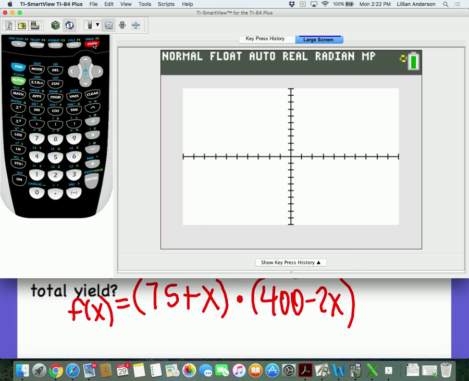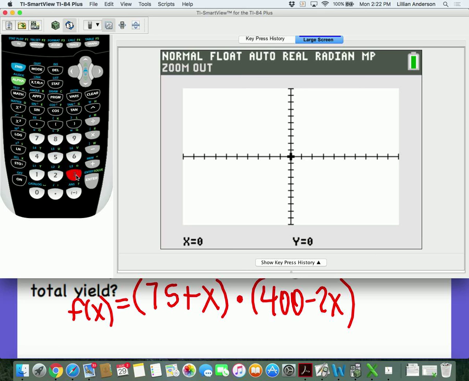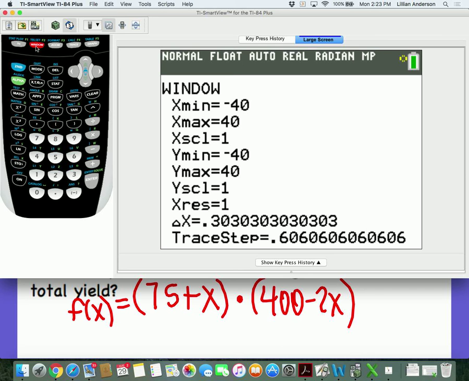Okay? Now, a feature that we have is when we go to Zoom, we have a zoom out option. Sometimes that works, sometimes it doesn't. But that's usually a good place to start. So let's zoom out. You'll have to click 3 and then click enter, or else it's not going to zoom out anymore. We're going to zoom out some more. Or let's see, let's look at my window. It only zoomed me out to 40. Well, that kind of didn't help me none.